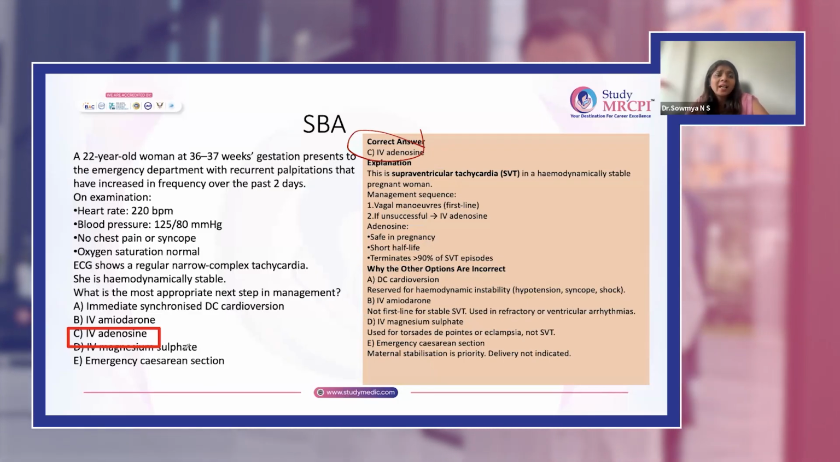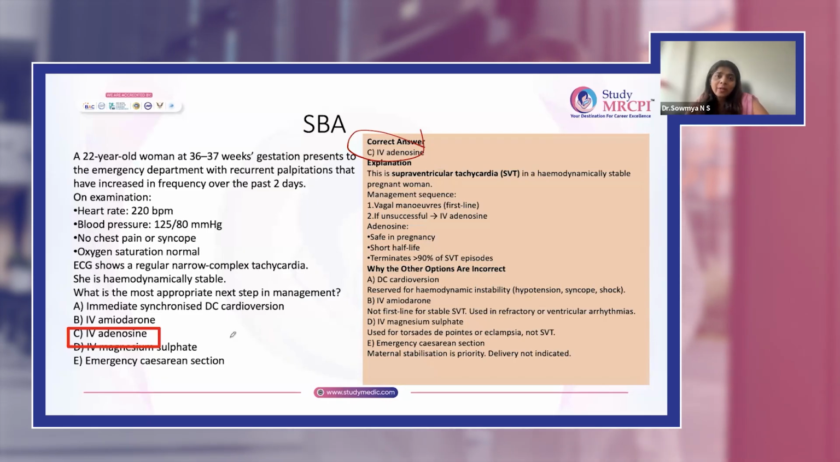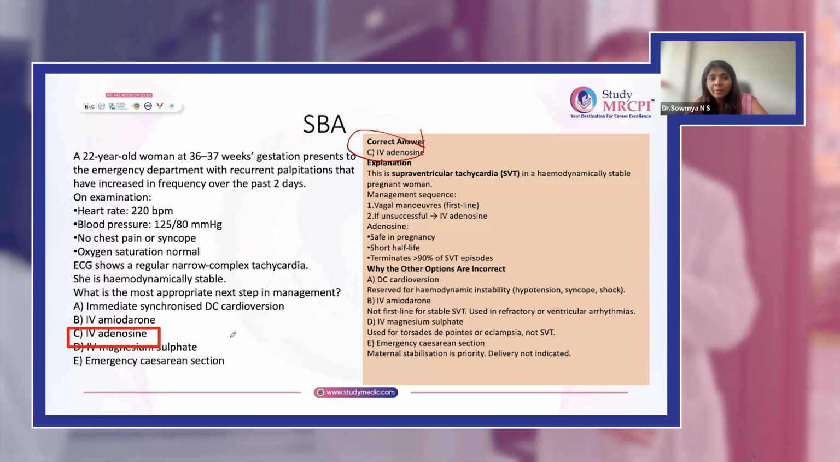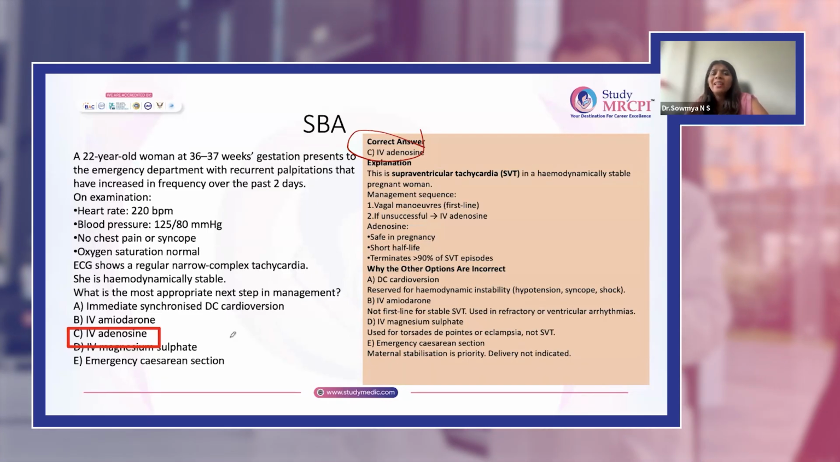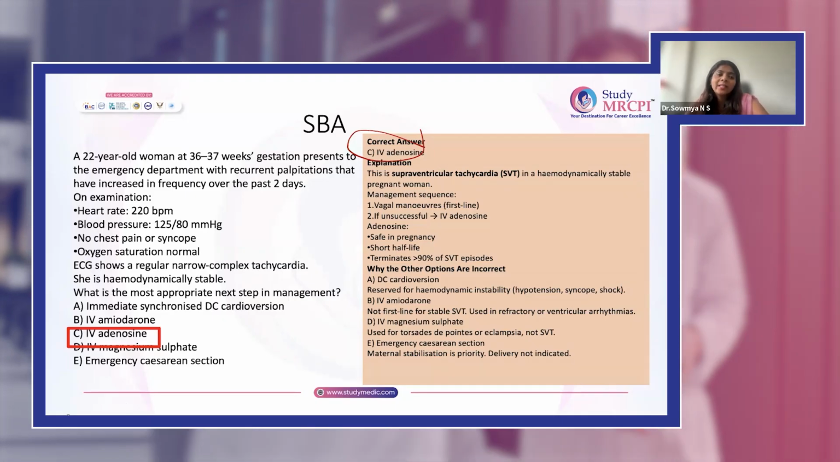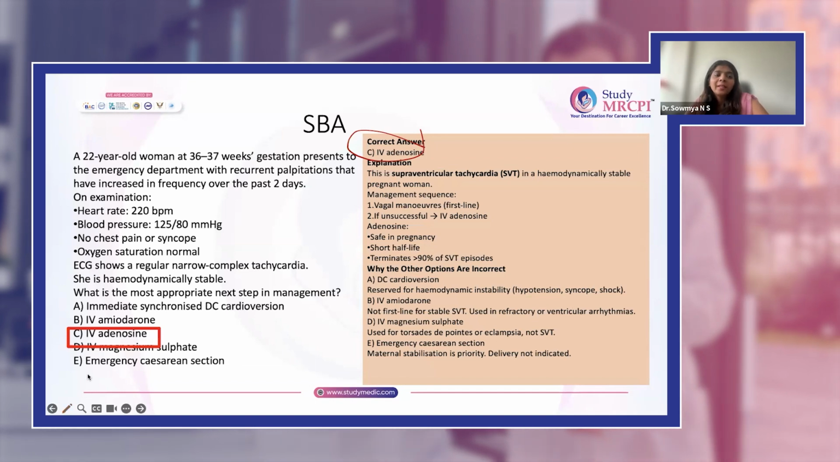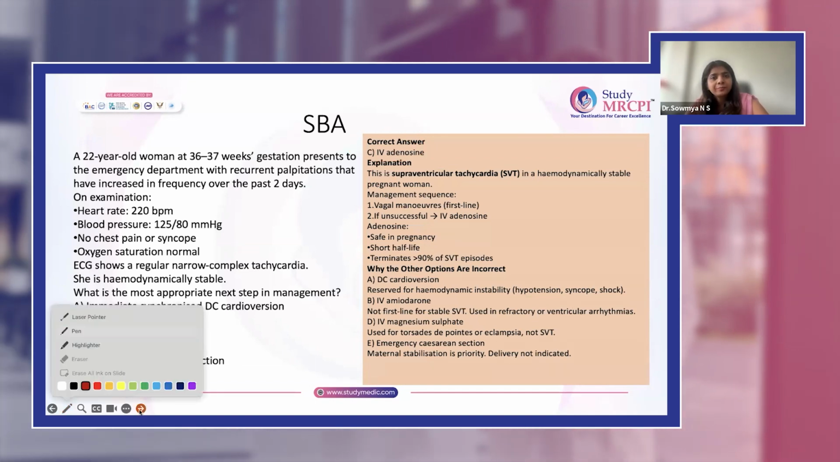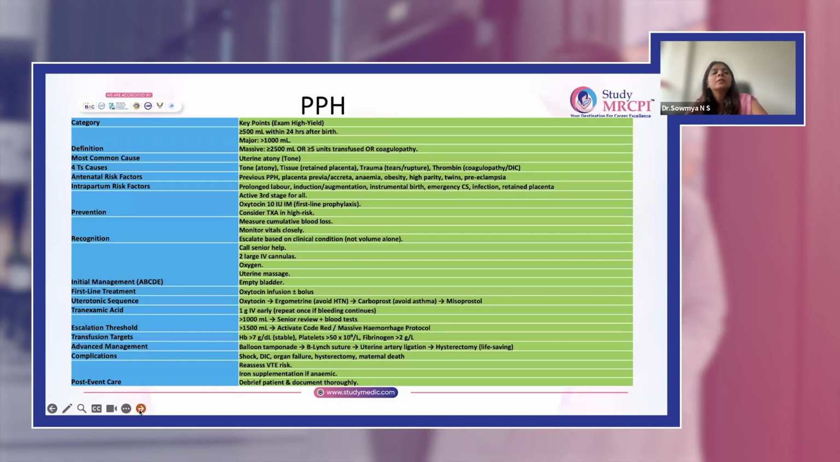Rest of the things are like cardioversion is not required here because we are not dealing with ventricular fibrillation. IV amiodarone is not suitable for SVT. Magnesium sulfate, you don't think of it. CS is not for the maternal condition here. It is required. Okay, clear?